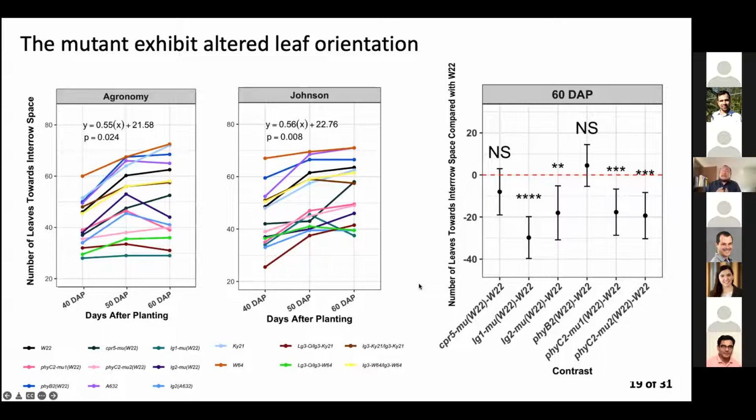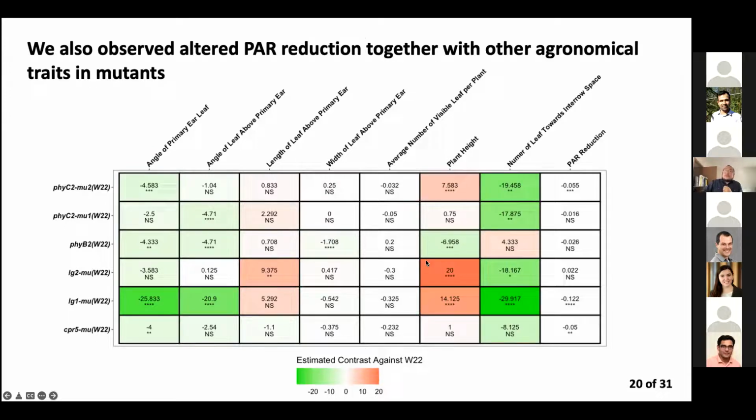So this basically confirms our GWAS result, that what we are picking is the real gene that actually contributes to the azimuth orientation. Since this is a single gene mutation, we also expect other agronomic traits might be altered. So we collected several different agronomic traits from these mutants.